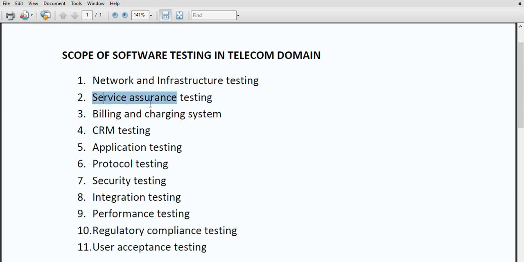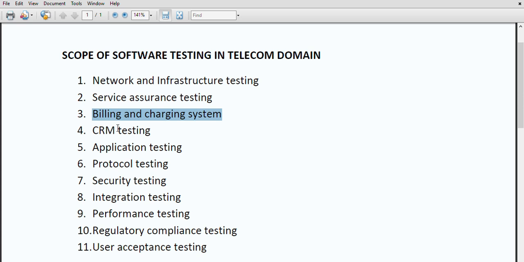The next is service assurance testing. What happens in service assurance testing? Here as a tester, you ensure the software that monitors and maintains the quality of telecom services is functioning correctly or not. This covers fault detection, performance monitoring, and reporting. Then the billing and charging system. Here the focus is on verifying the accuracy of billing, invoicing, and charging systems, and ensuring they handle the various tariffs, discounts, and usage accurately.